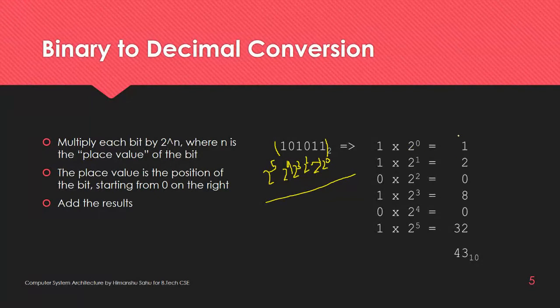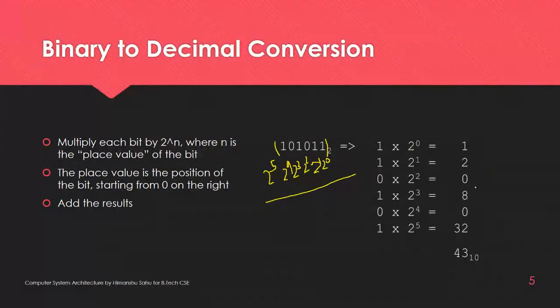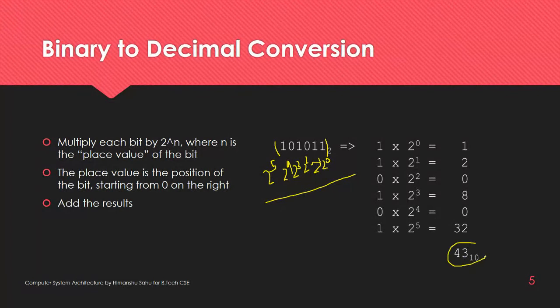1 into 2 raised to the power 0 will be 1. 1 into 2 raised to the power 1 will be 2. 0 into 2 raised to the power 2 will be 0. 1 into 2 raised to the power 3 is 8. 0 into 2 raised to the power 4 is 0, and 1 into 2 raised to the power 5 is 32. Sum all of them. So 43 is the decimal equivalent of the binary number. Is it clear to everyone?